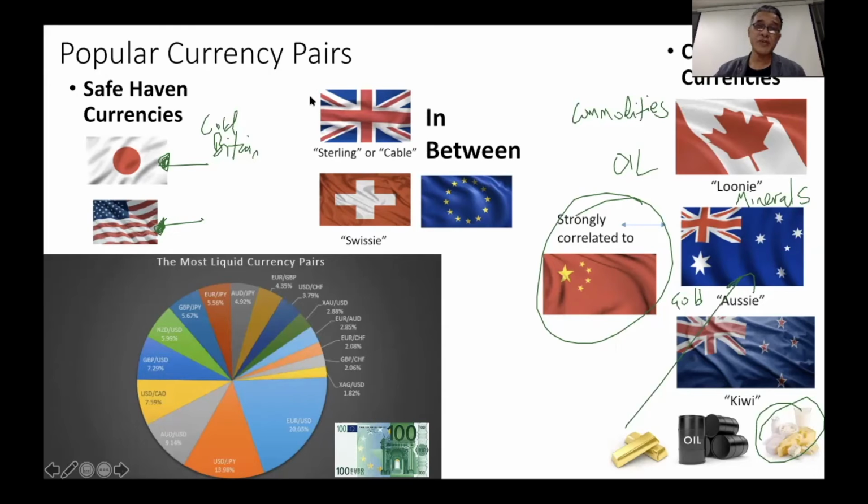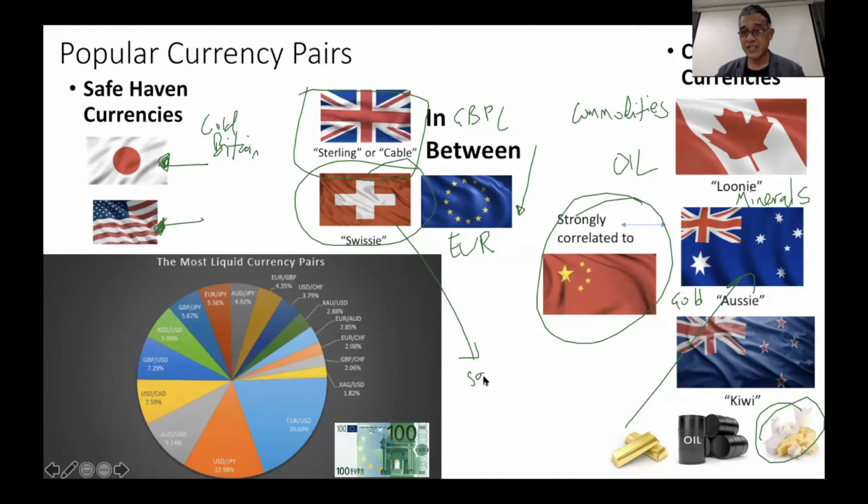Now, in between here, you have the sterling or cable. This is the currency of Great Britain. Of course, you also have the euro. And when the euro economy slows down, again because of the trade war and because of the taunts that Trump has been making against the EU, the European Union, the European currency goes down. And of course, you have the Swiss franc. The Swiss franc can also be considered another safe haven, okay?